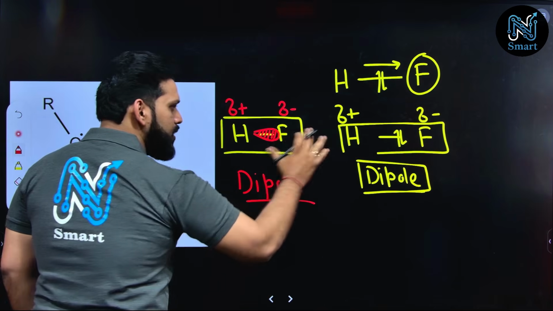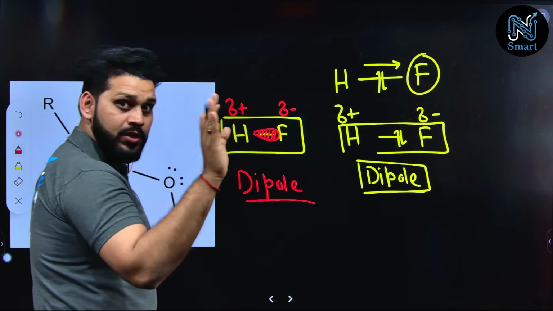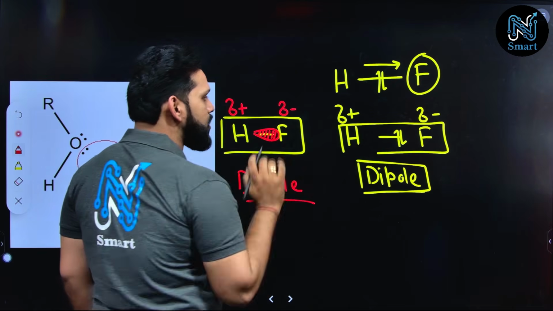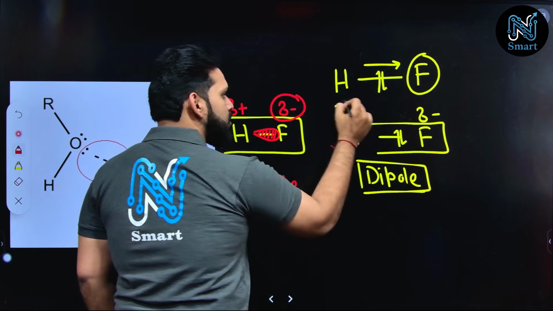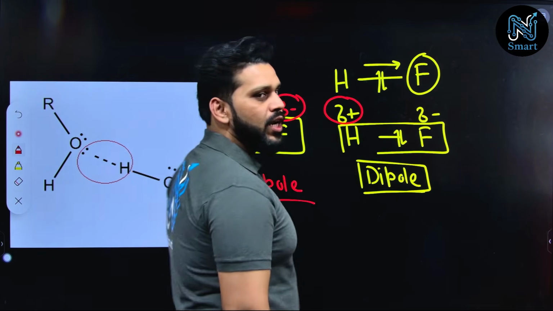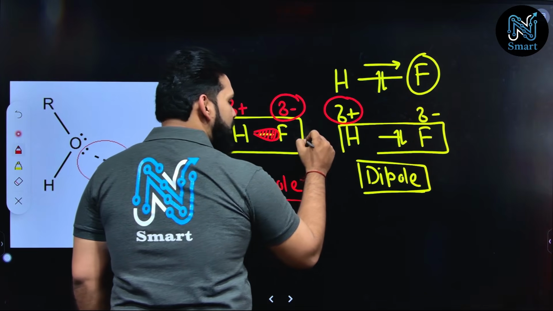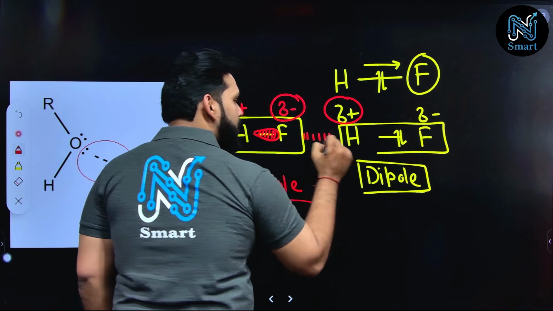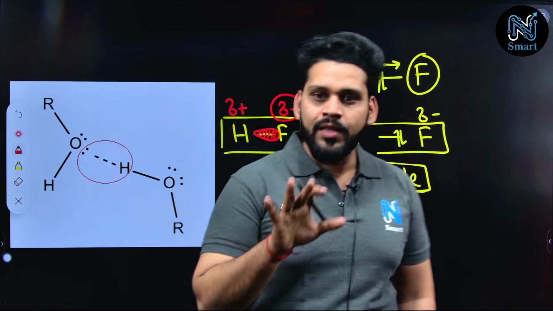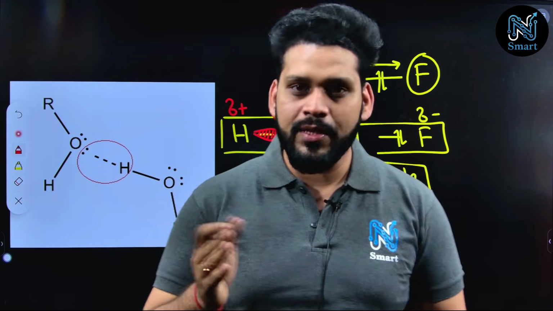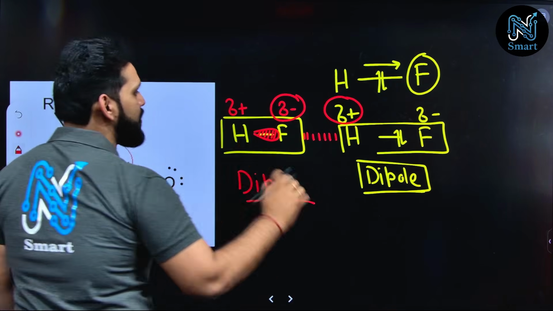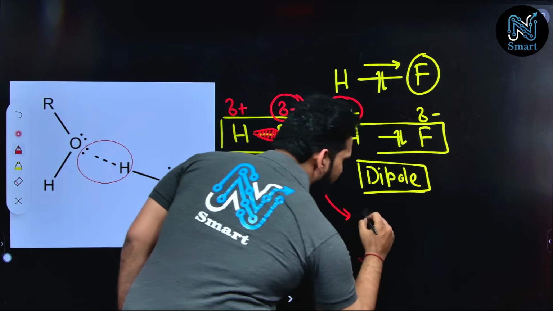Now between these 2 dipoles, pay attention. If you notice here, this is minus charge and this is plus charge, right? Opposite charges will attract each other. Because of that, there will be a force of attraction generated between plus and minus. And for that reason, we will call it hydrogen bonding.